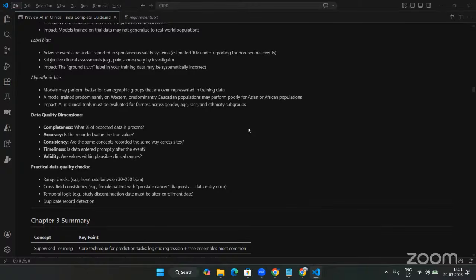Temporal logic, for example, study discontinuation date must be after enrollment date. Duplication: duplicate record detection should be there.